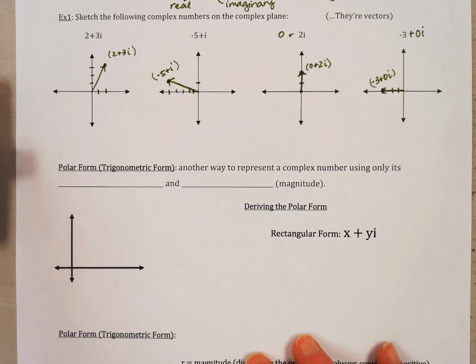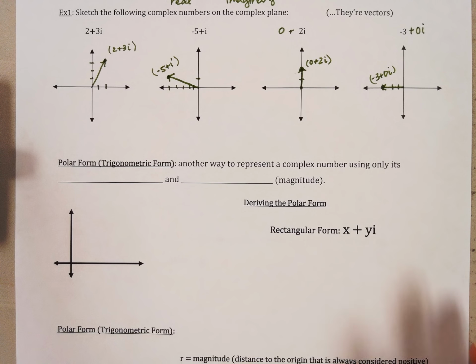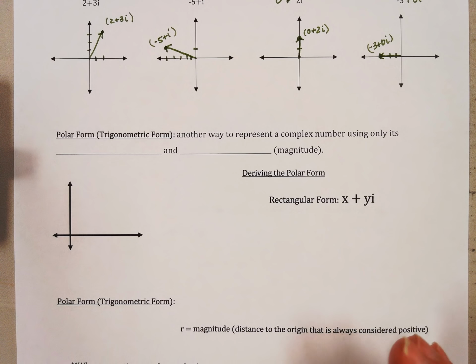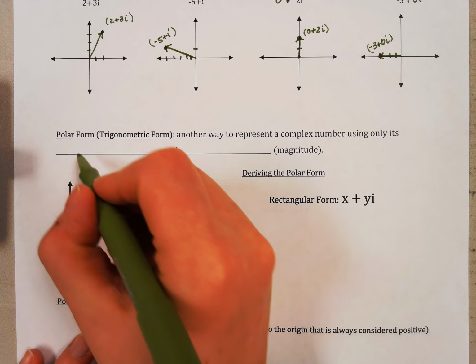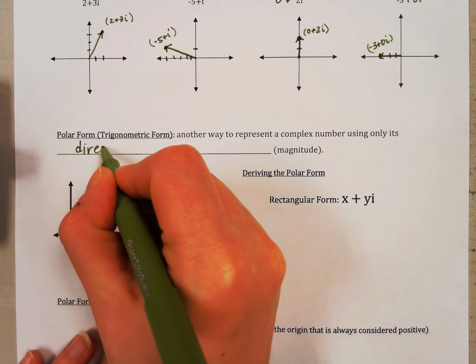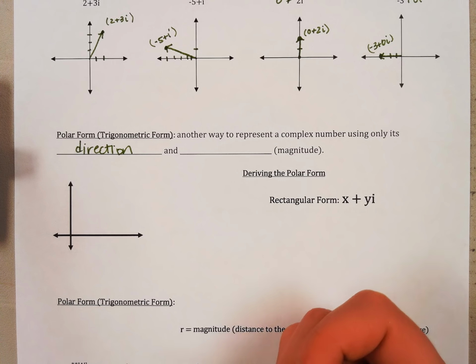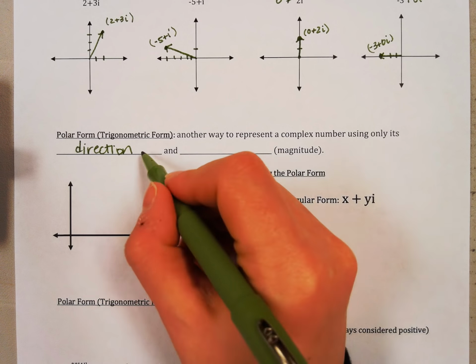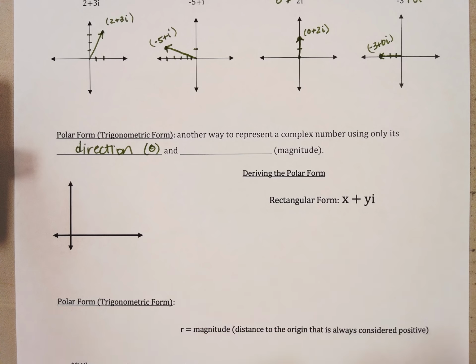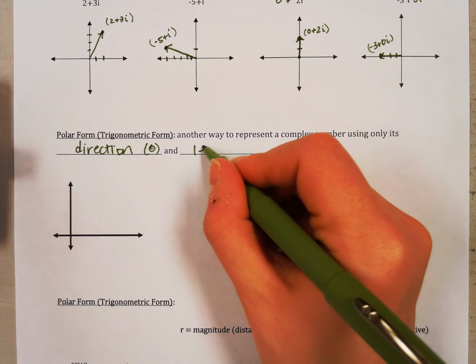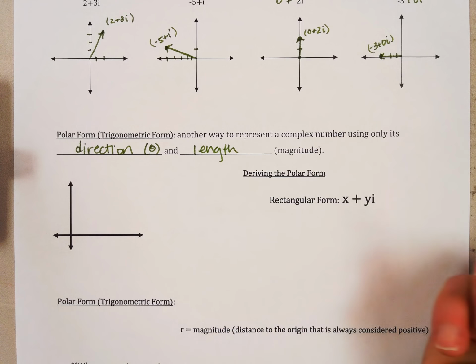It comes up a lot in calculus, and it comes up a lot in physics. Dealing with this polar form is treating it with some sort of direction and some magnitude. So again, polar form is a way to represent this complex number, but instead of using x plus yi, using the direction. That means using some angle, some theta value, and then the length, how far that vector actually goes, and we call that thing magnitude.